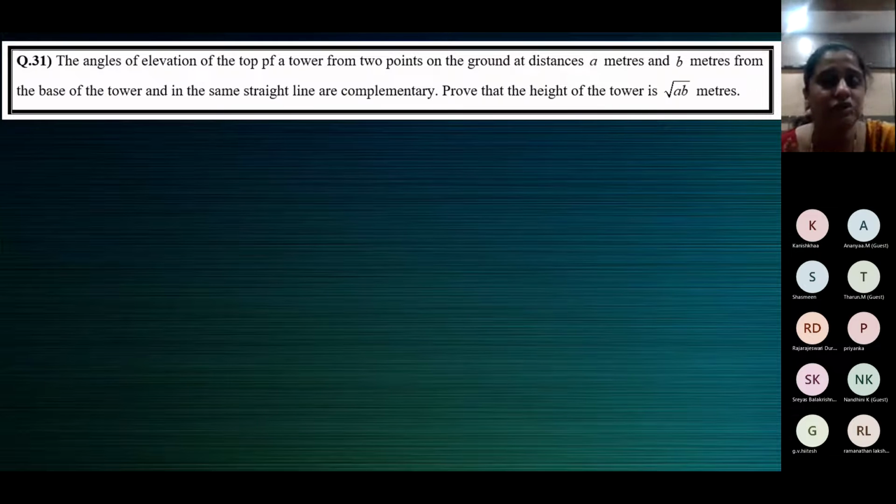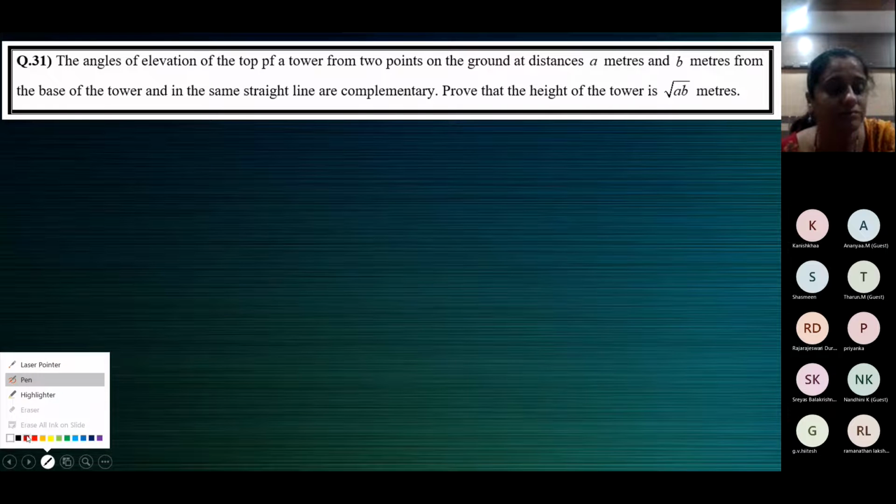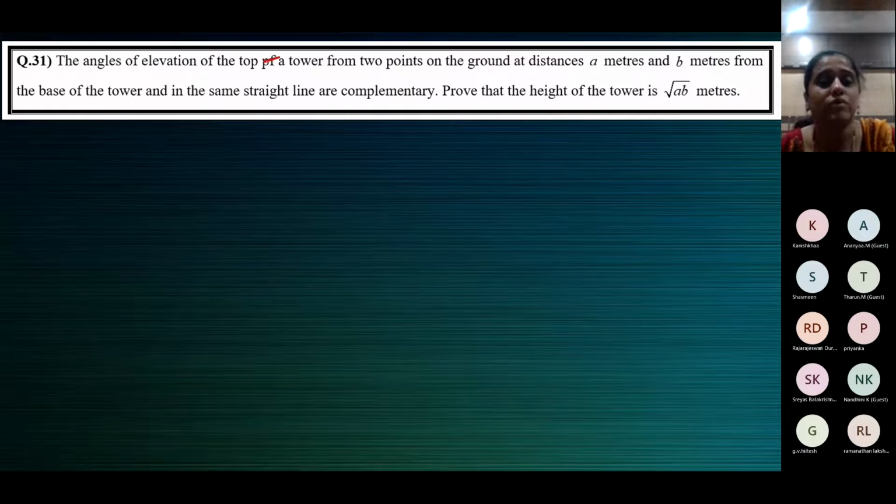The angles of elevation of the top, it's OF off. The angles of elevation of the top of a tower from 2 points on the ground at distances A meters and B meters from the base of the tower and in the same straight line are complementary. Prove that the height of the tower is root AB meters.